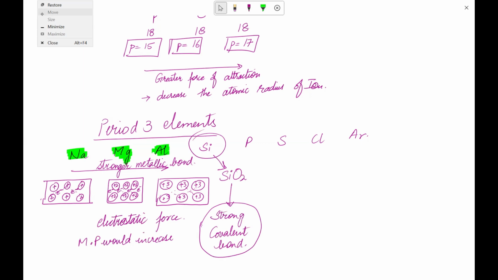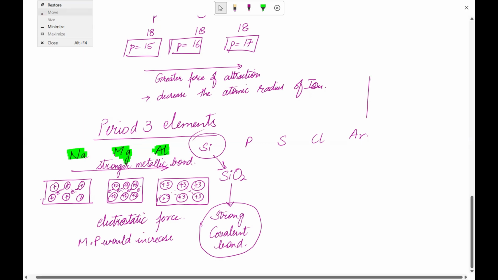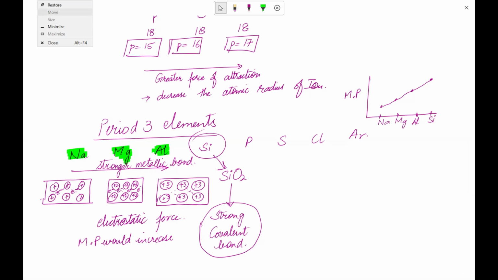So if we just look at sodium, magnesium, aluminium, and afterwards silicon, you might have noticed that their melting point would be increasing like this. For sodium, magnesium, and aluminium, the melting point is increasing because of increasing charge. And why would silicon have the highest melting point? Because of strong covalent bonds. Is that clear? Yeah. But now let's move towards phosphorus, sulfur, chlorine, and argon.